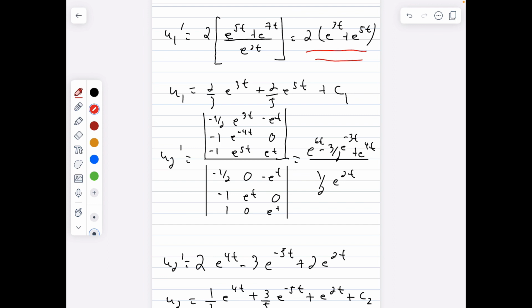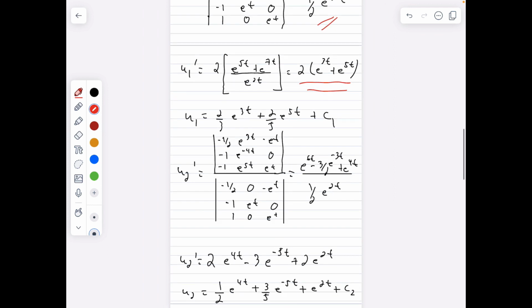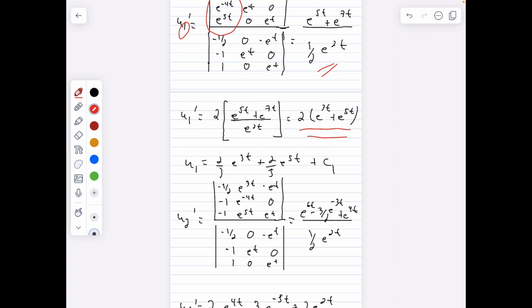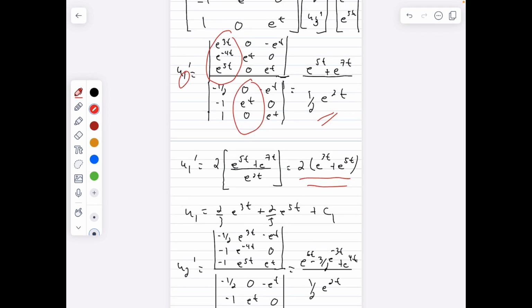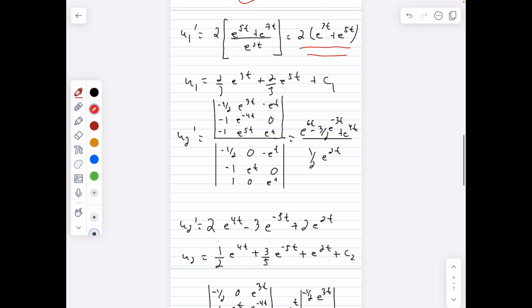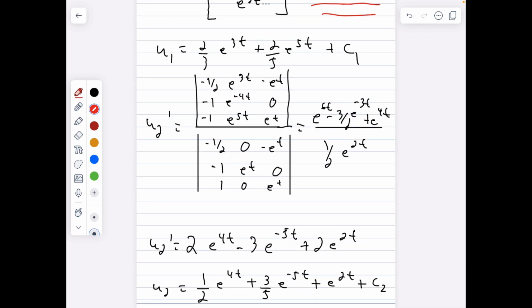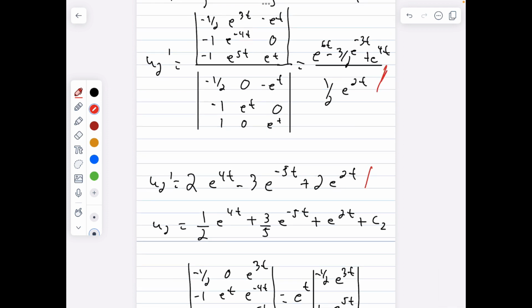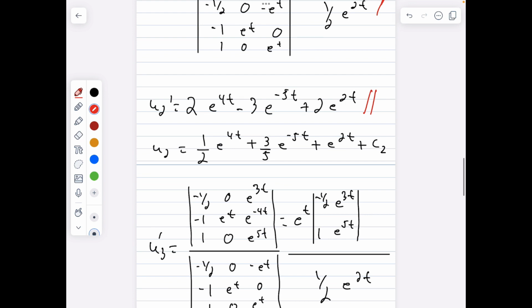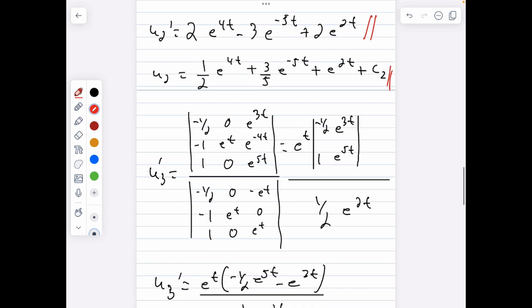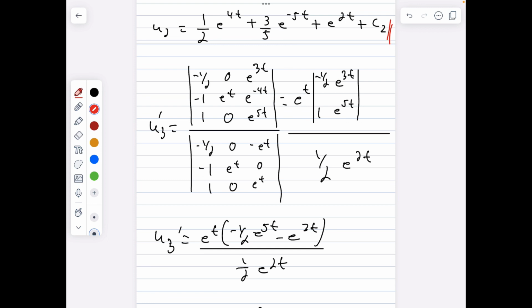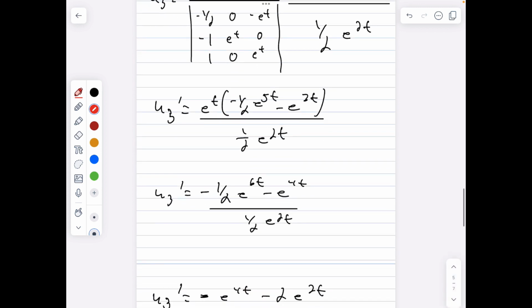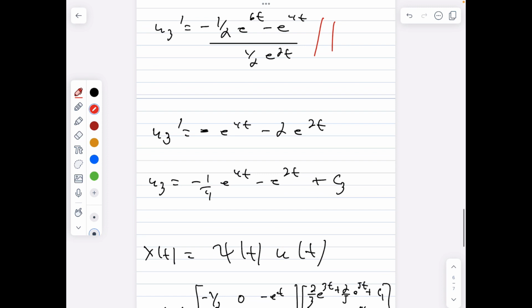And then we're going to go ahead and calculate u2 prime as well. In the same manner, I'm going to divide by the determinant of phi, and I'm going to replace the second column by e to the t, e to the minus 4t, e to the 5t. And we get our result. Again, you have to expand by minors and such. We integrate, and that's how we get u2. And then finally, for u3 of t, pretty much do the same thing. And we go ahead and get this right here.